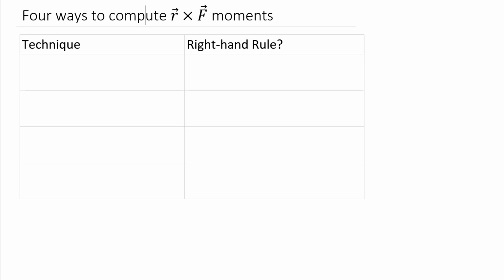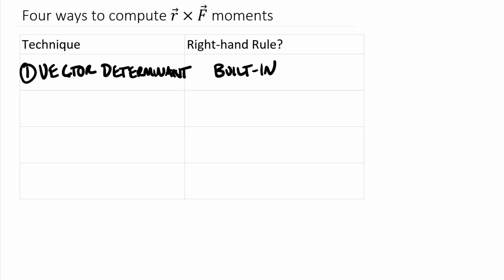Okay, so as we go down through this list, we show that the first technique is a vector determinant. So with a vector determinant, it turns out that our right-hand rule is built in. So you don't have to do any manual right-hand rules with a vector determinant. Now, if you don't know how to take a vector determinant, take a look at the previous video on vector cross products, and you can see how those are computed.